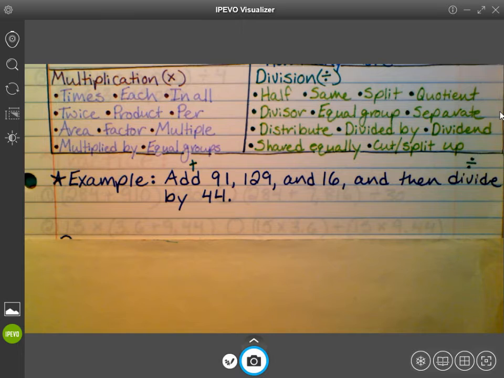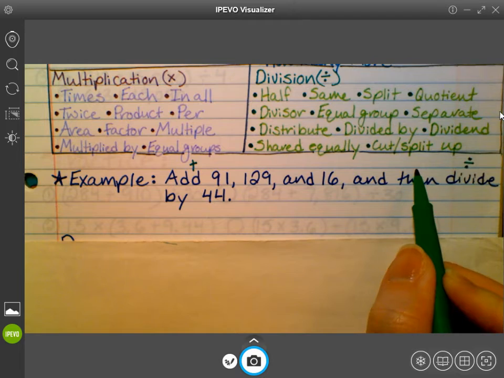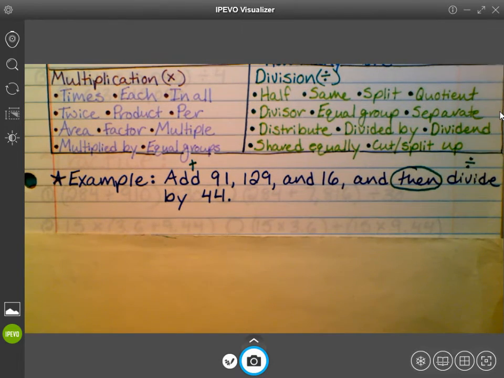Raise your hand if you can tell me, why is "then" such an important word in this sentence? Why is it so important, Richie? Yes, it tells me the order I'm doing it in, right? So, "then" doesn't have an operation, but what I like to do is bring attention to it by circling it or underlining it. So you can go ahead and do that too.